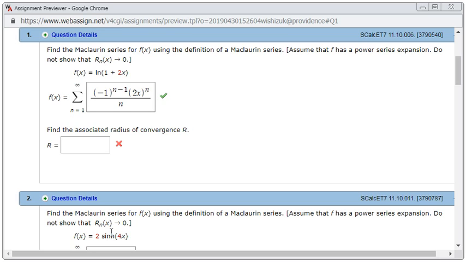I'm going to skip the radius of convergence because this is just a ratio test to find the R, just like the example we went over in class. That's it. I hope that this was clear.